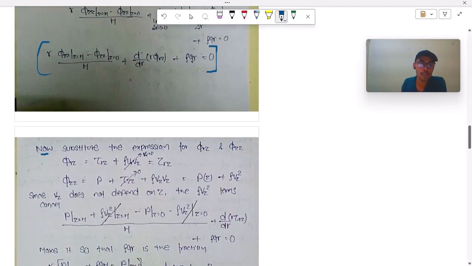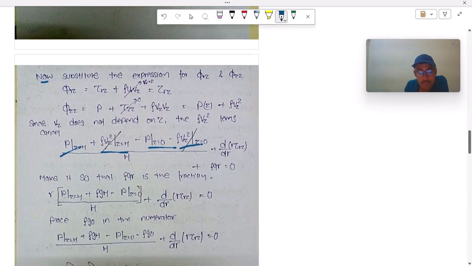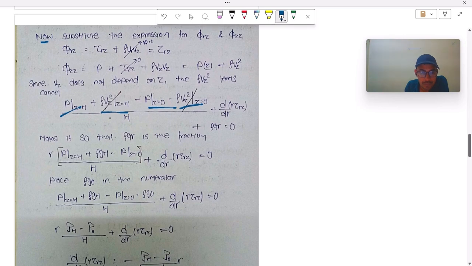Now putting this value in the above expression: P at z is equal to h plus rho vz square at z is equal to h, minus P at z is equal to 0, rho vz at z is equal to 0, upon h, plus this, which came from the definition of derivative, rho times rho zr is equal to 0. We can see that since vz does not depend on z, the rho vz terms will cancel, because velocity at position z is equal to h and at z is equal to 0 will be the same. That's why we cancel this term.